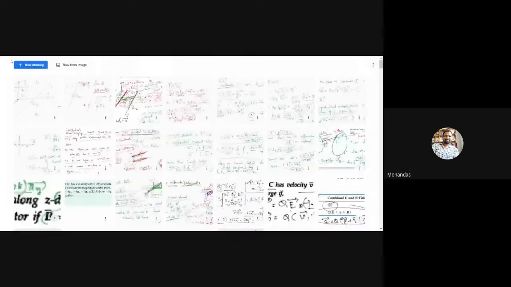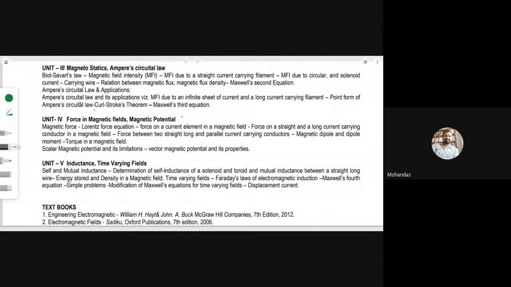Okay, let me conclude it. Finally, is there anything else to discuss in this 4th unit? Let me share the syllabus copy. Is the syllabus copy visible? Okay. So far we have discussed the 4th unit, that is forces in magnetic fields. This part is all completed. Forces in magnetic fields is all done.